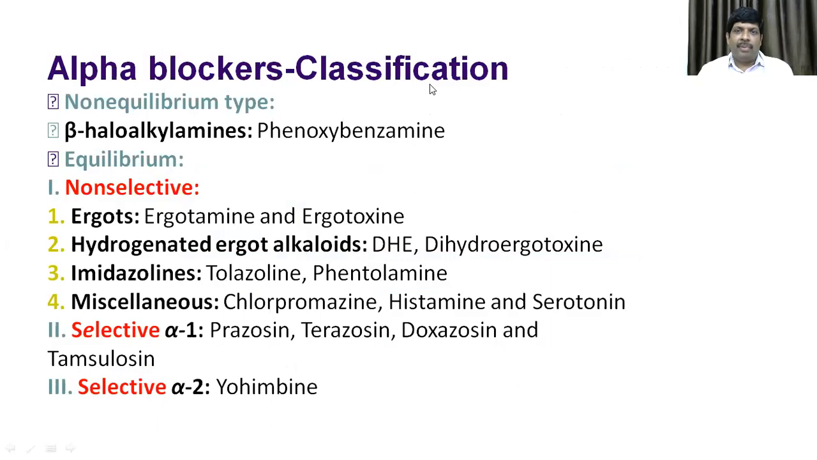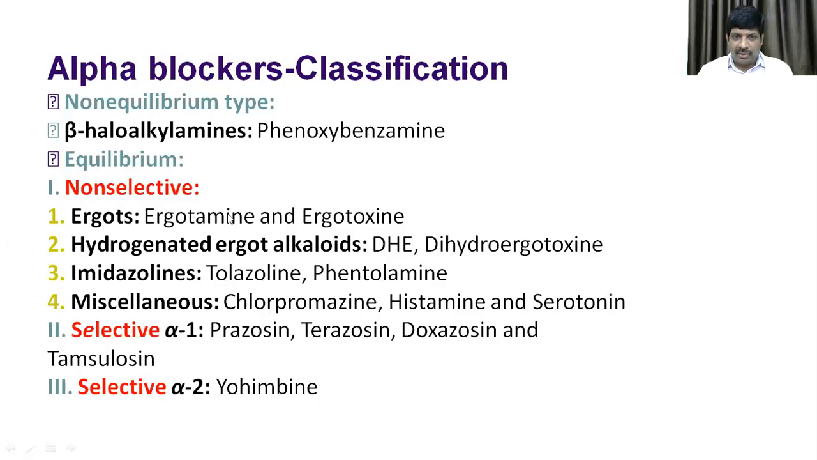So, coming to alpha blocker. Alpha blocker is the drug without the presence of which we cannot show the reversal. Alpha blockers can be of non-equilibrium type and equilibrium type. Non-equilibrium type is haloalkylamine, that is phenoxybenzamine as an example. Then equilibrium, non-selective and selective.